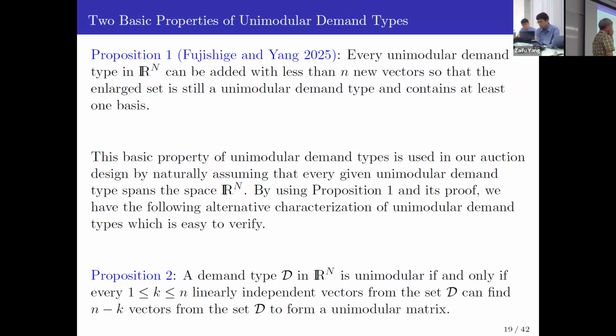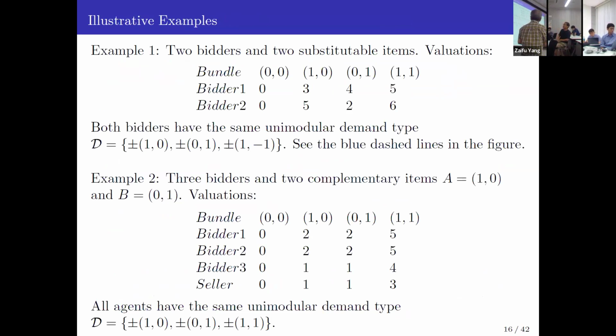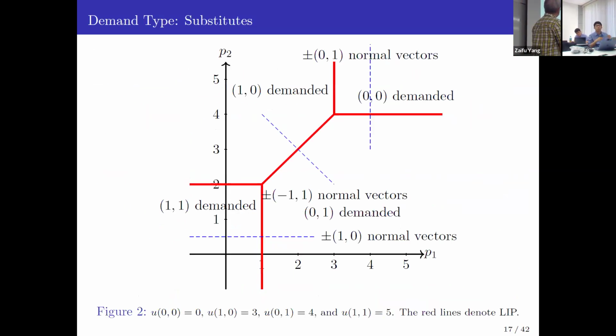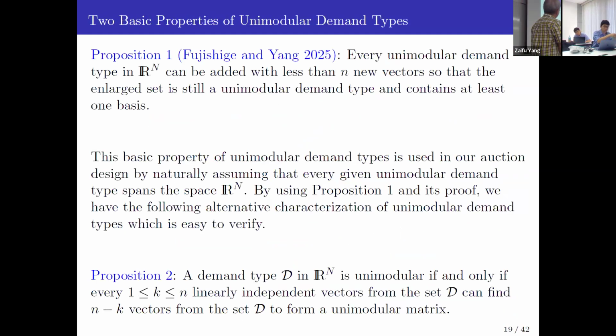What's the difference between this and the definition which says it can be extended? It's possible that the demand type might not have n vectors, right? Then it should be extended. And what does your proposition say? The proposition says, if you don't have enough n vectors, you can add a few new vectors so that the enlarged set is still a unimodular demand type.